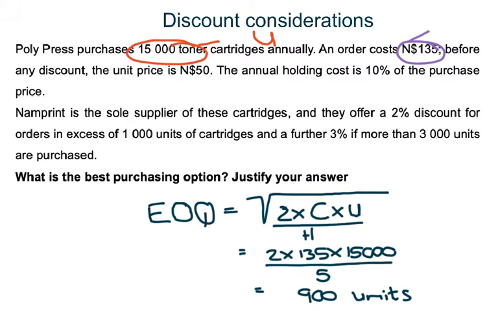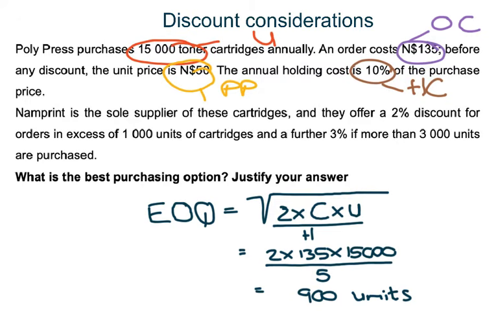There I have an order cost, and before any discount the unit price is $50, and that is my purchase price. The annual holding cost is estimated at 10% of the purchase price, so I will say this is holding cost. So you can see that if my purchase price is $50, then my holding cost will be 10% of $50, so then it will be $5. But when I get a discount, my holding cost will decrease.